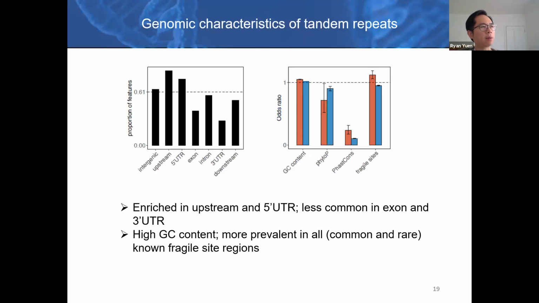So we further characterized the genomic features of the tandem repeats, and we found that they are enriched in upstream or 5' UTR regions, but less commonly found in exons or the 3' UTR. This is expected because the coding sequence is more constrained, so it is probably less common to find a tandem repeat within those regions. We also found high GC content and a higher prevalence of this kind of tandem repeat in known fragile sites, both common and rare.